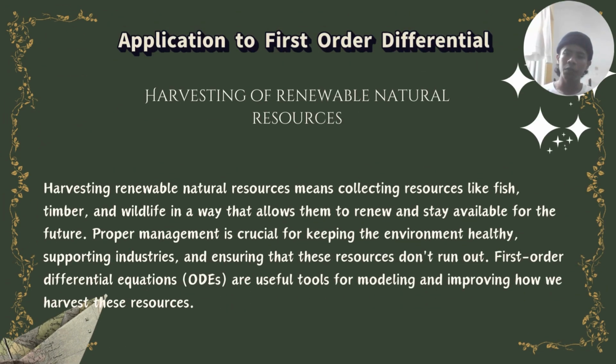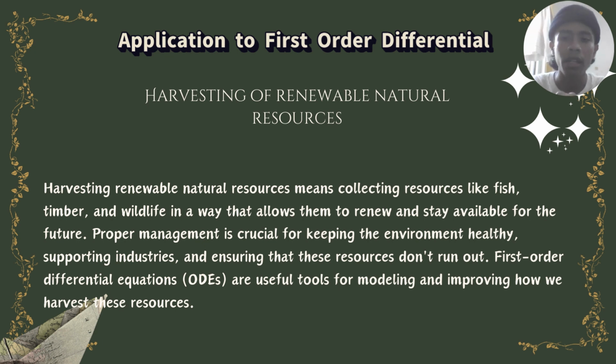Okay, the next part. Harvesting renewable natural resources means collecting resources like fish, wildlife, and timber in a way that allows them to renew and stay available for the future. Proper management is crucial for keeping the environment healthy, supporting industry, and ensuring that these resources don't run out. First order differential equations are useful tools for modeling and improving how we harvest these resources. For instance, fish: how long is the period for the fish to grow up so that we can sell it?